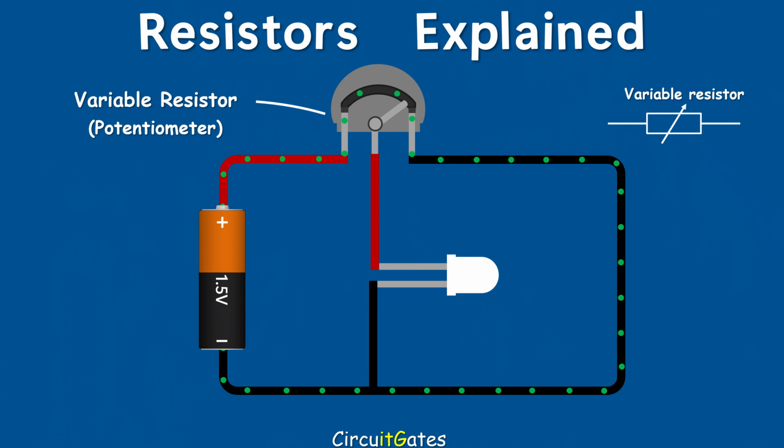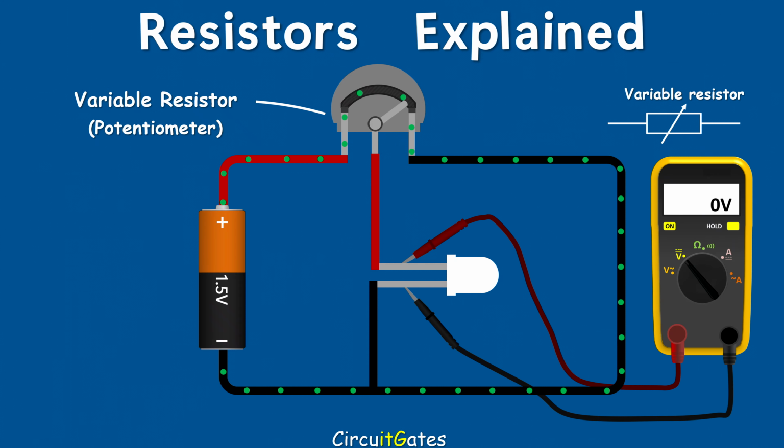With the wiper at the far right end of the resistive track, the voltage across the light emitting diode is 0 and the diode is off. As the wiper is moved to the left, the voltage across the diode increases until it equals the supply voltage, and the brightness of the diode also increases to maximum as you move to the left.